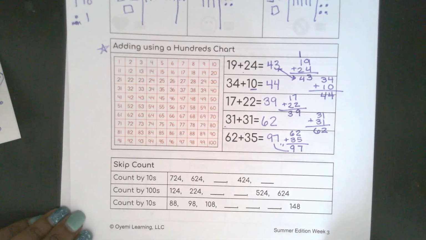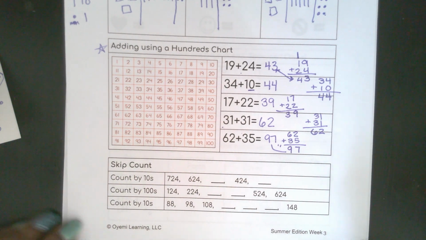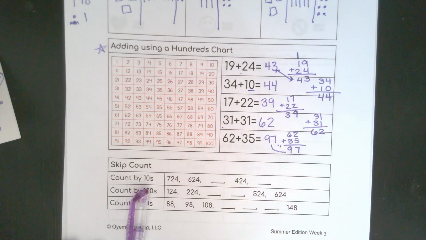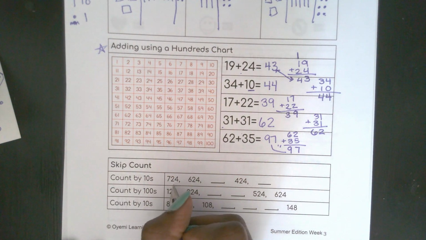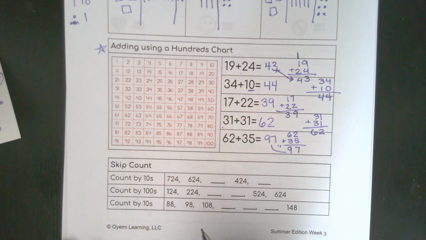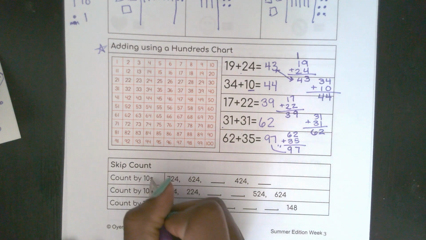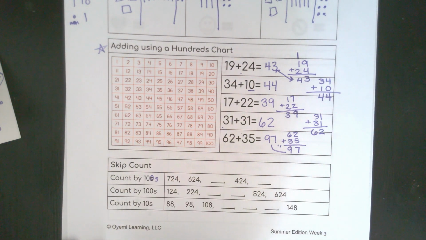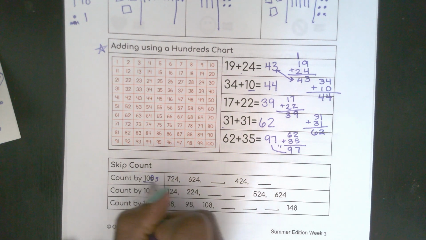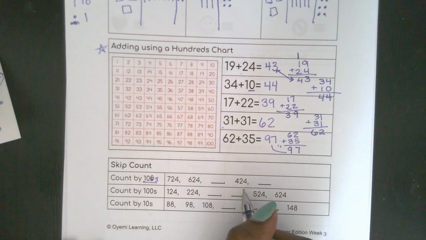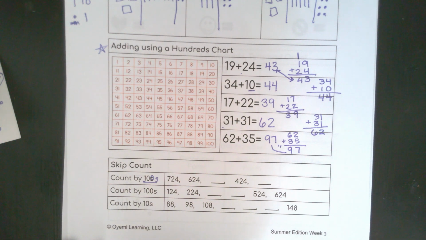So down here, skip counting. Here I'm skip counting by tens, which means what place value is changing? The tens place. So here, oh, it should be hundreds. Skip counting by hundreds. So let's change that to hundreds. Because if you look at the pattern, it's actually the hundreds place that's changing.